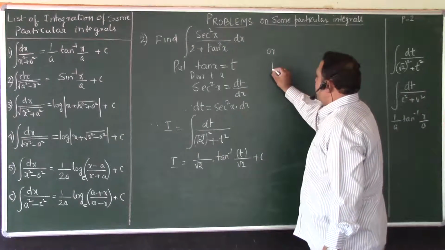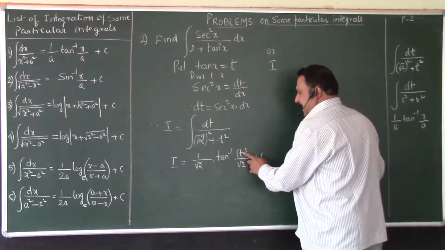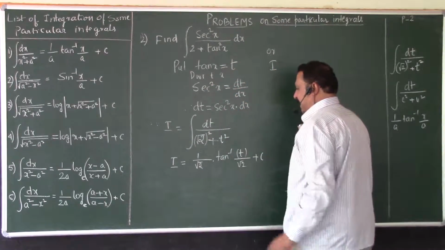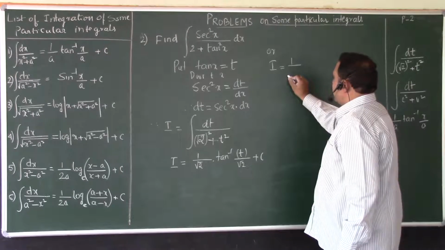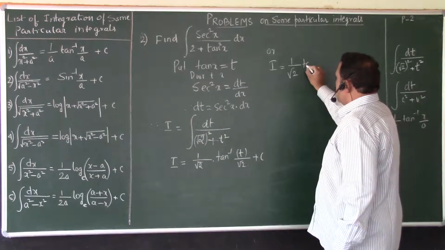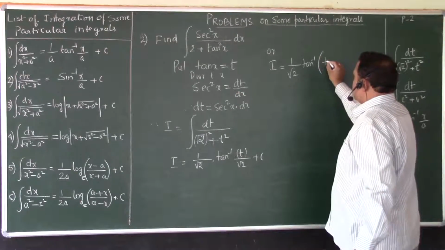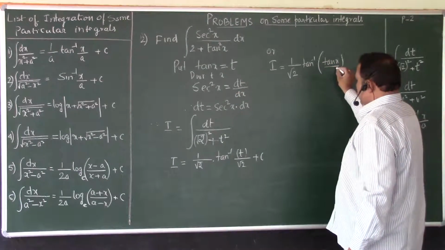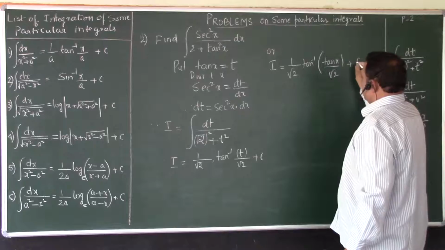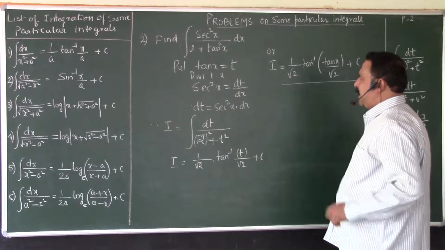The last step is to substitute for t. We had kept t as tan x. So the final answer of the integration is 1 by root 2 into tan inverse of tan x divided by root 2, plus c. This is the answer of the integration.